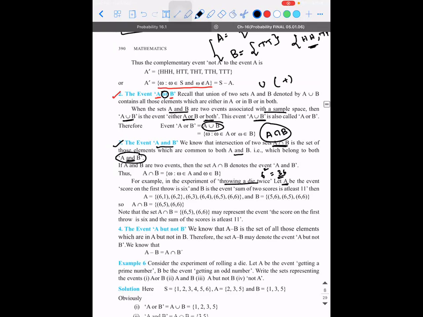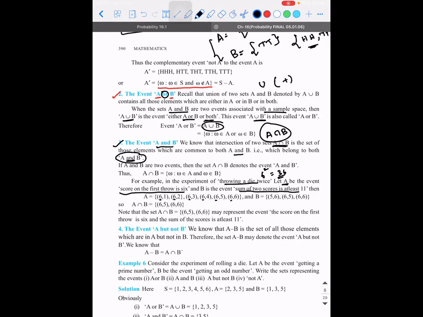They'll always give you a statement. Event A: the score on the first row is 6. Event B: the sum of the two scores is at least 11. Then how will you write event A? Event A should ensure that 6 is there on the first row. So 6-1, 6-2, 6-3, 6-4, 6-5, 6-6 will be the event A.